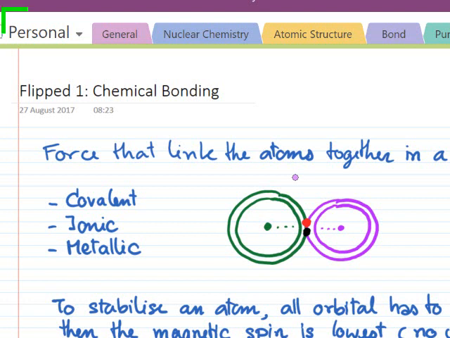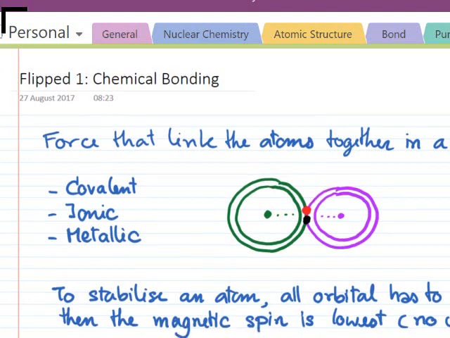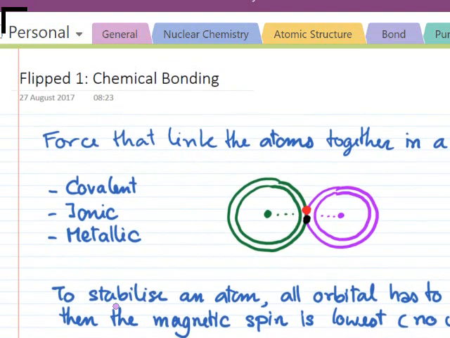And chemical bonding may be divided into three main types: the covalent bond, ionic bond, and metallic bond. The classification of chemical bonding is based upon electronegativity. So first of all, we have to understand the term electronegativity.